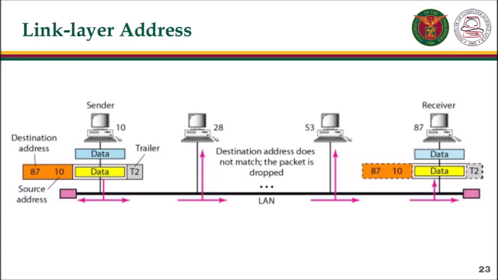In this example, the sender with an address of 10 will send a message to the receiver with an address of 87. All connected devices on the LAN will receive the message. When they check the destination address and it does not match, the packet will be dropped. Only the correct destination will accept the packet.